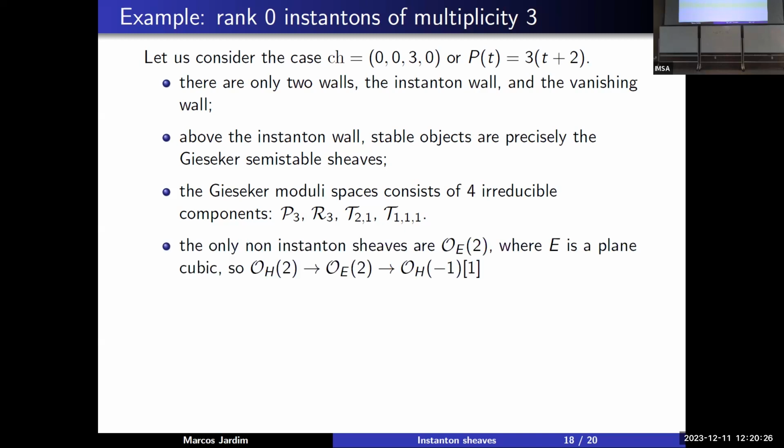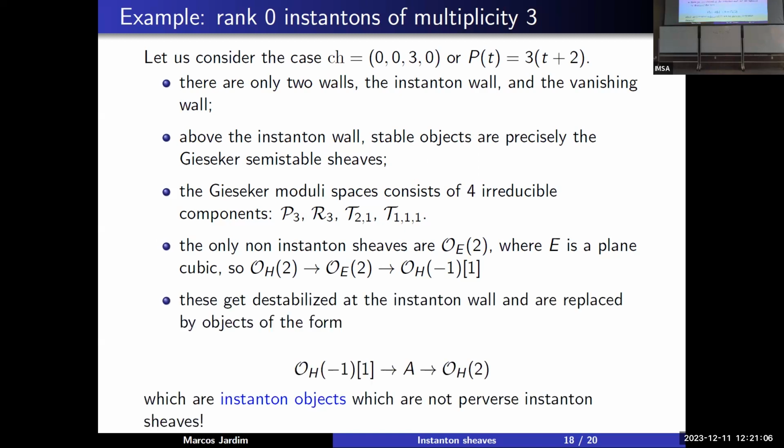In all of these 4 components, there is only one class of sheaves that are non-instanton sheaves, which is the structure sheaf of a plane cubic twisted by 2. And these are the only non-instanton sheaves. This is the only sheaf that gets destabilized at the instanton wall, and it gets destabilized into this other object over there. And this object is not in any previous list of instantons. So it's really a new class of instantons.